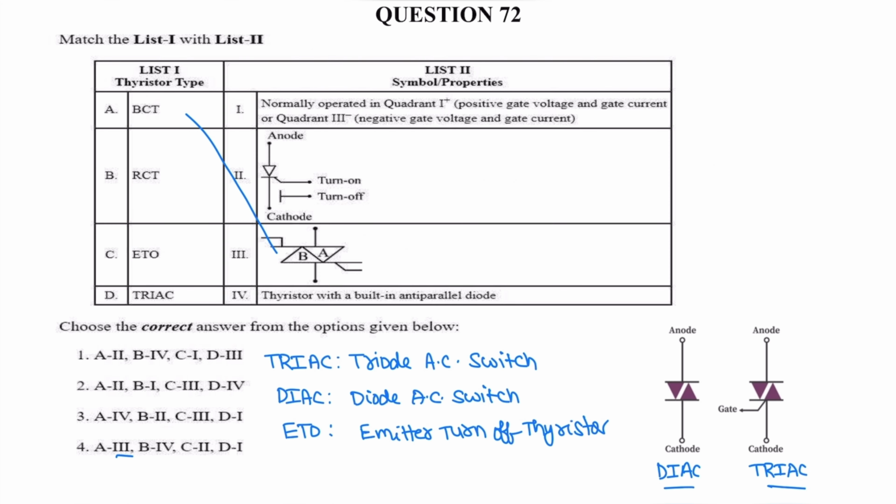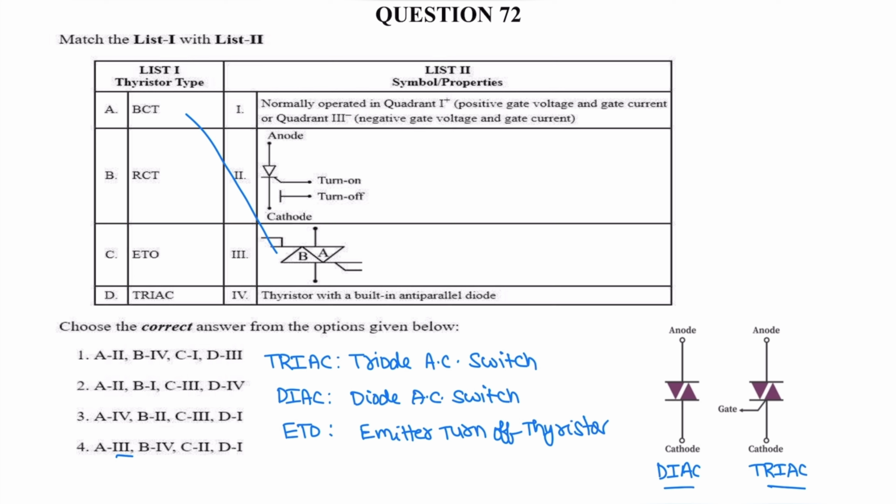Next, RCT, reverse controlled thyristor. So the correct option is 4, thyristor with built-in anti-parallel diode. Next is ETO. So the correct option is 2. So turn on and turn off. It has both turn on and turn off capabilities.